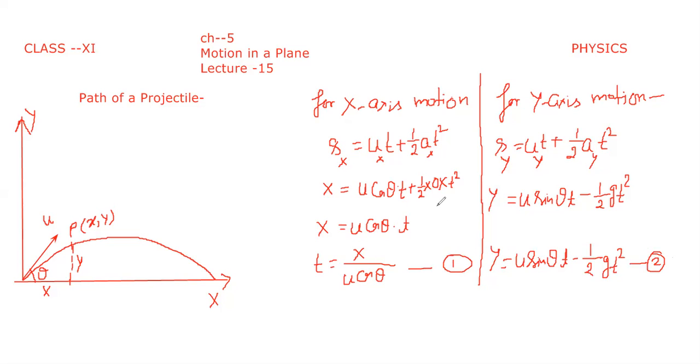Getting my point, students? For the relation between the x and y axis, we individually talk about x axis motion and y axis motion. There is no acceleration in the x axis; you can write ax equal to 0. The u component in the x axis is u cos theta and the y component is u sin theta. So x axis motion and y axis motion are clear to all of you.